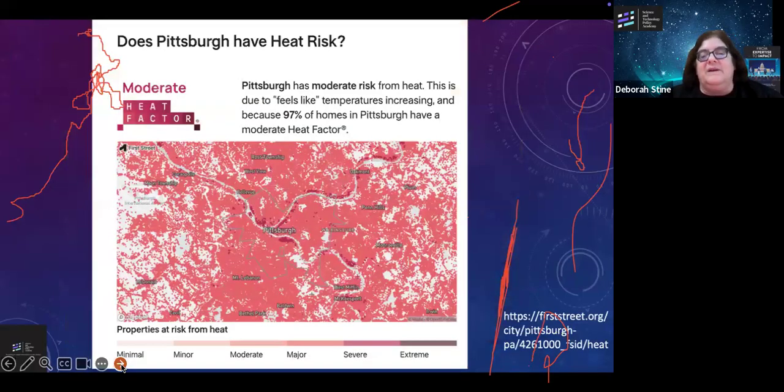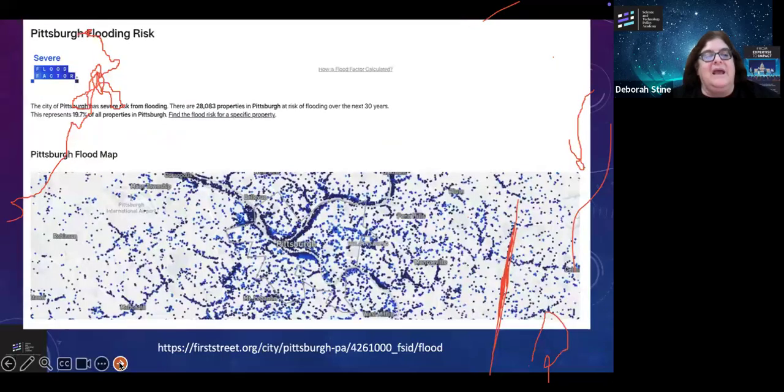So this again, I'm just doing Pittsburgh as an example. Pittsburgh has moderate risk from heat, and you can see based on all these little dots that it's not just all of Pittsburgh, but it's getting down to specific census tracts, specific areas. And so this means you can do a lot of equity analysis, just like the neighborhood I showed you in the previous one.